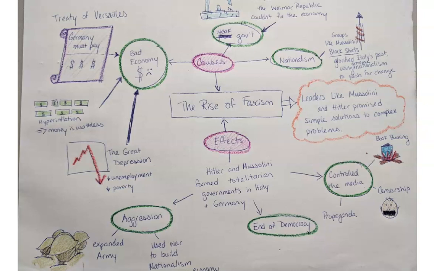So what I did is I connected the ideas that were on the previous page, and I also added some of my own words, like book burning. That was something I remembered learning that I wanted to include on this piece of paper. I also wrote one other thing. I just sort of explained this rise of fascism. Leaders like Mussolini and Hitler promised simple solutions to complex problems. And that's how these different problems in the government and the economy led to the rise of fascism.